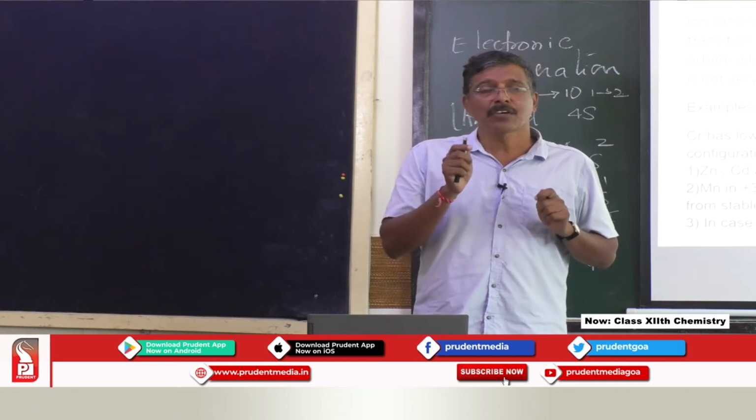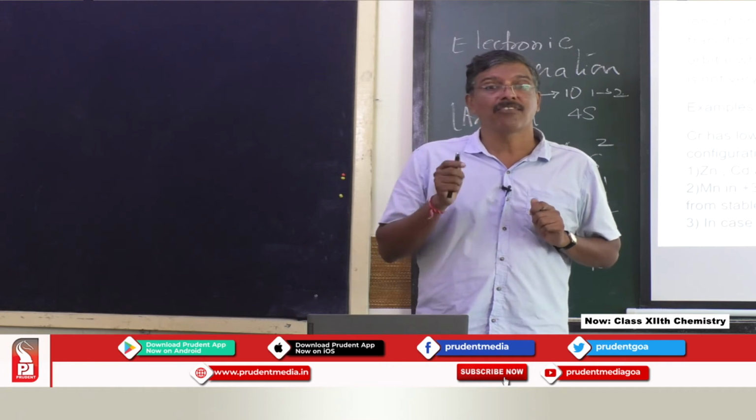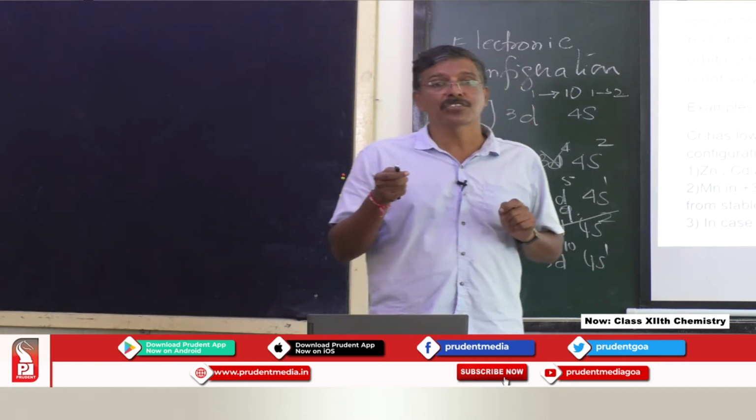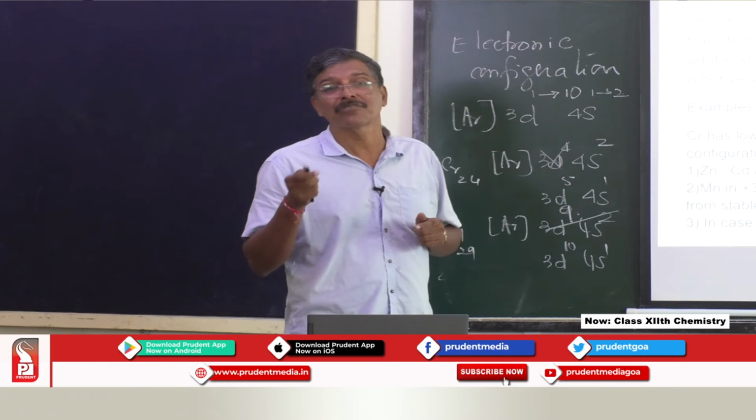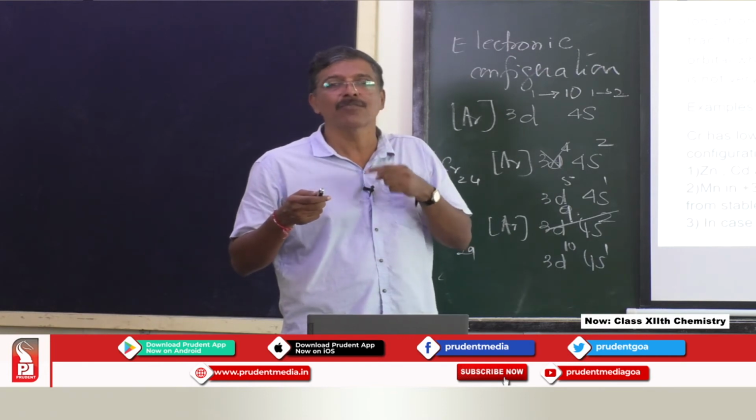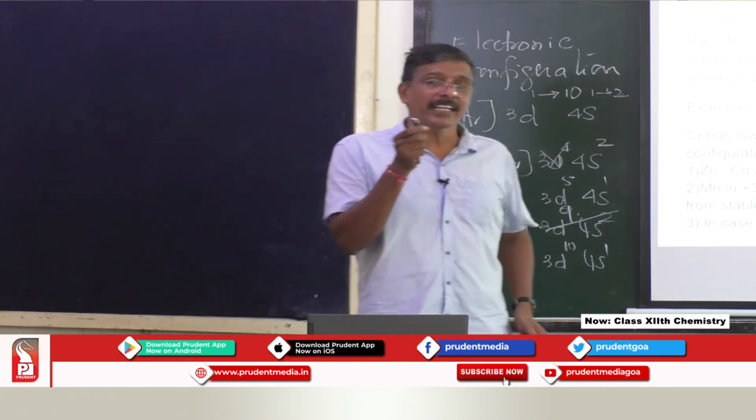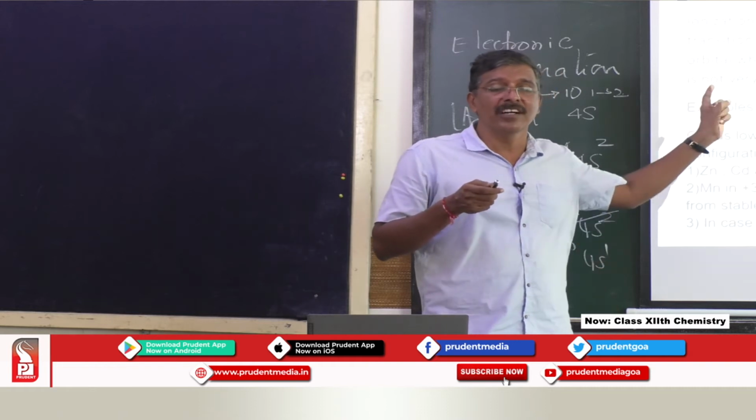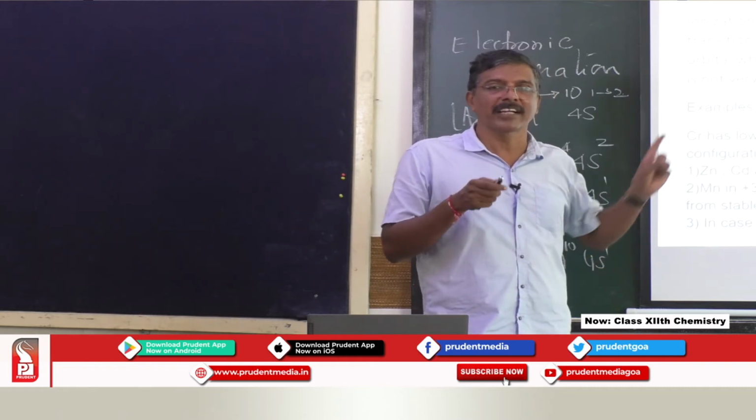The energy required to remove the outermost electron is called first ionization energy, and the energy required to remove the second electron is called second ionization energy. Likewise, third ionization energy, fourth ionization energy. When the electron is near to the nucleus, it requires more energy because the attraction is more.